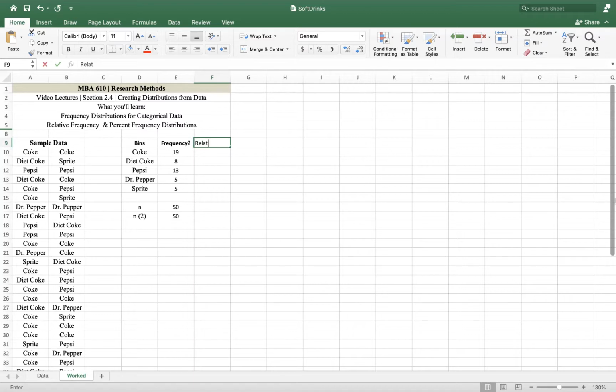We've got relative frequency, which is basically like saying what percent, right? What fraction, what proportion of the sodas that were sold fall into each of these bins or each of these categories. And then we're going to turn it into a percent frequency.